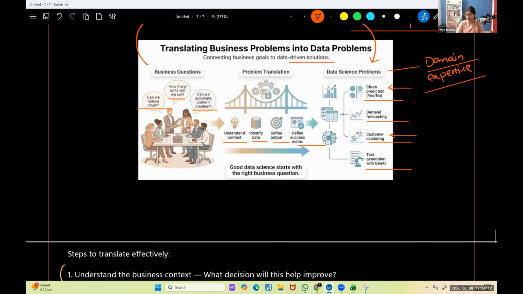Right? So that's the overall idea about what we have in machine learning versus what we have in generative AI. Is this clear to everyone? All good?